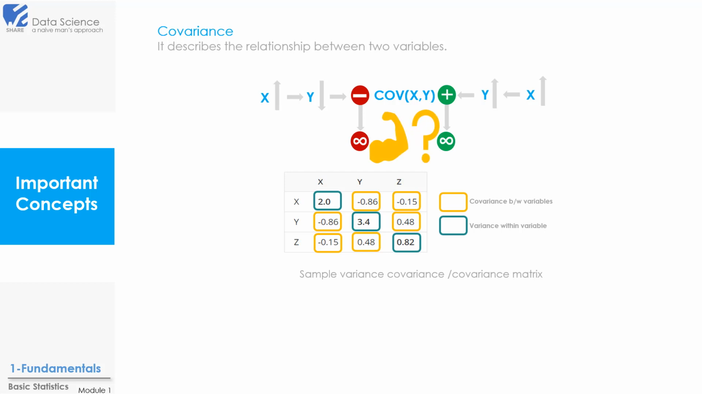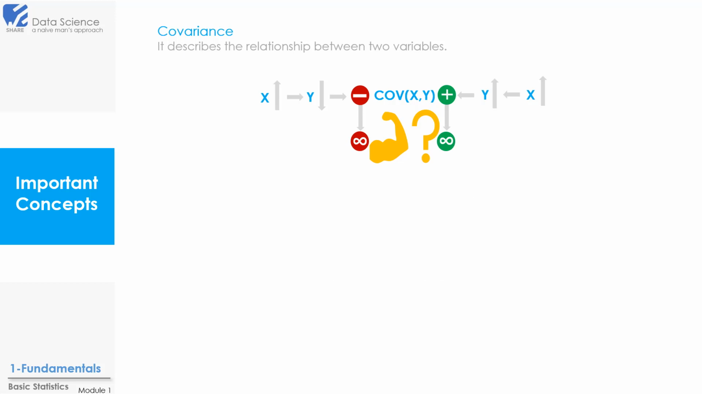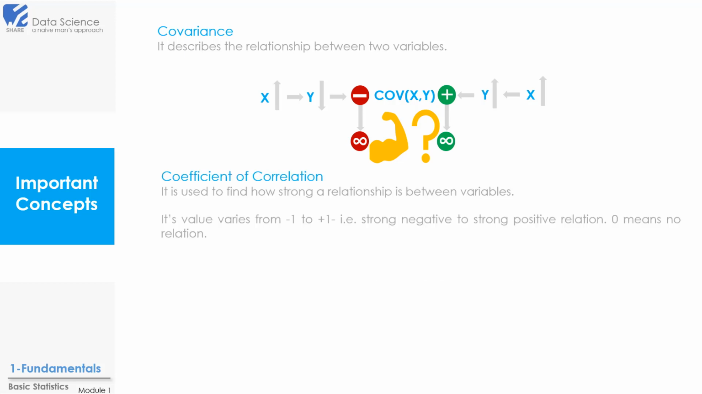Now once we know that the relationship between variables is positive or negative, then the next question is how strong the relationship is. So to know the strength of the relationship, we use something called coefficient of correlation. Coefficient of correlation is used to find how strong a relationship is between two variables. Its value varies from -1 to +1, that is strongly negative to strongly positive. And the value of 0 means no relation at all.